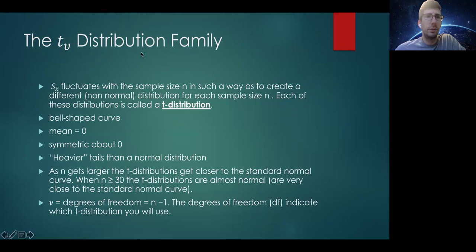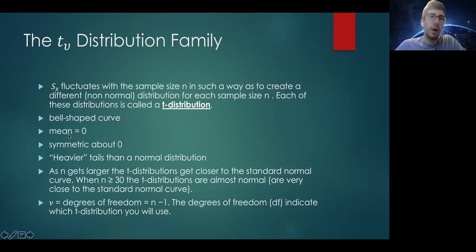We call it the t-distribution family. We'll get to this little Greek nu, it's what it's called. It looks like a cursive V. So instead of using a normal distribution in our z-scores, now we're going to have to use a t-distribution when we don't know our population standard deviation. And we're going to have to use something called a t-score instead of a z-score. And the t-score will come from our t-distribution.